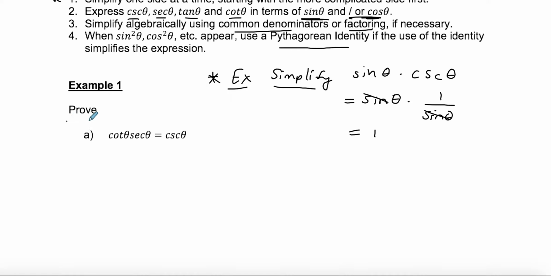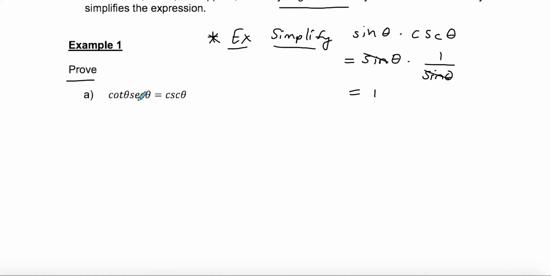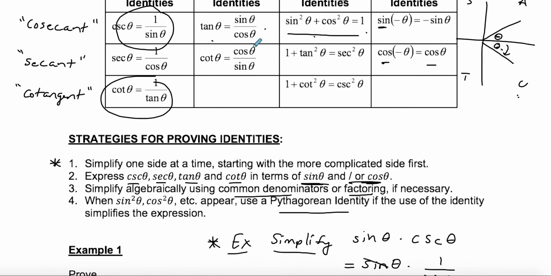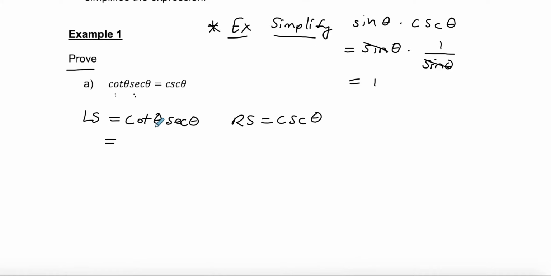Example 1, though, says prove. So we want to show that somehow our left side equals our right side. So one strategy, when we have a more complicated side, we're trying to make maybe the left side look like the right side. So I want to prove that the cotangent of theta times the secant of theta is the same thing as the cosecant of theta. So when I look up to my chart, cotangent is the same thing as cos theta over sine theta. So maybe I'd like to write that as cos theta over sine theta.